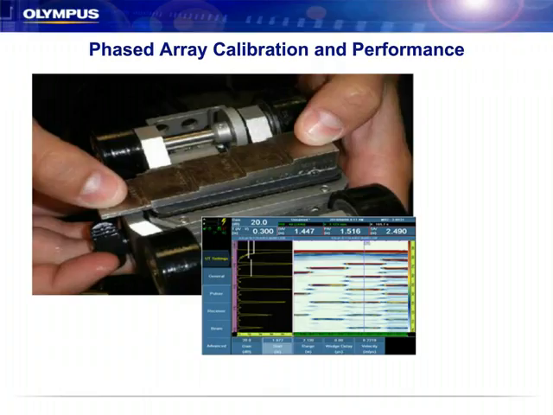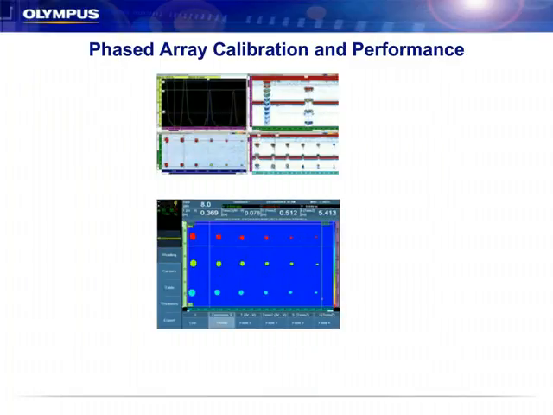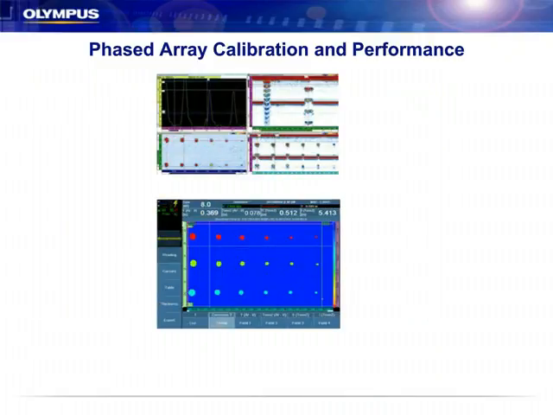We're a little behind in time, so I'm going to move a little faster to the calibration and performance. One thing is verifying, obviously, resolution and performance. So this is actually a plate with flat bottom holes of different sizes milled into it. There we did the full scan of the entire plate, and we can see the different resolution holes from, I think it's 0.01 up to 0.05 diameter flat bottom holes at different depths.